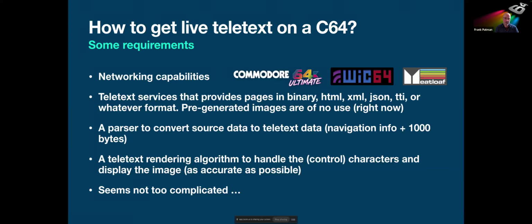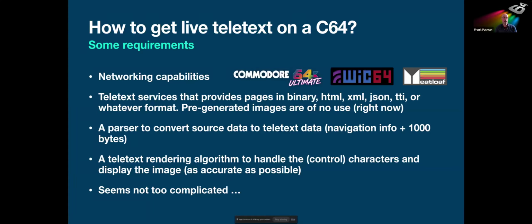And we need a parser to convert source data to teletext data. Because we know teletext data is just 40 columns by 25 rows, so it's 1,000 bytes plus some navigation info for the subpages. And we need, of course, the teletext rendering algorithm to handle all those control codes and display the image. And my goal for my program was to be as accurate as possible, so to get really the picture on the Commodore 64 as it is on TV.